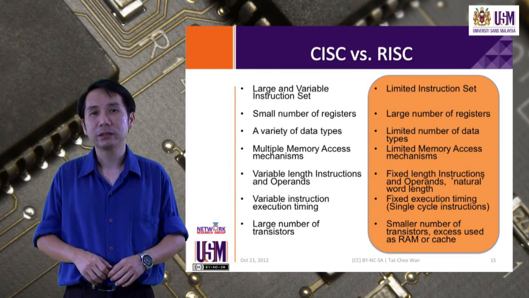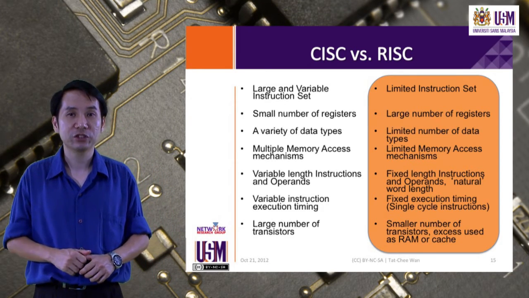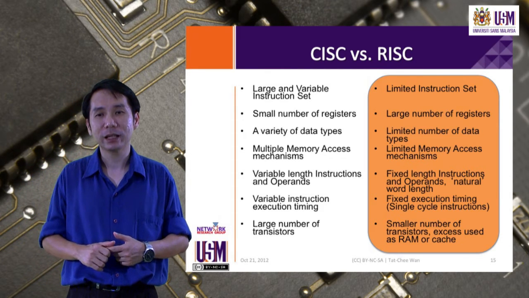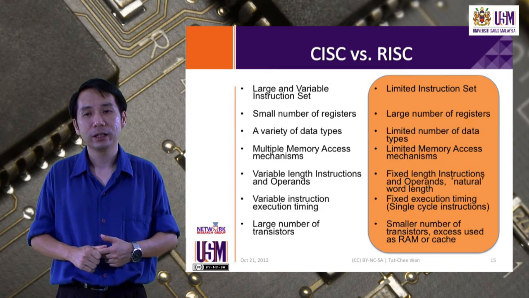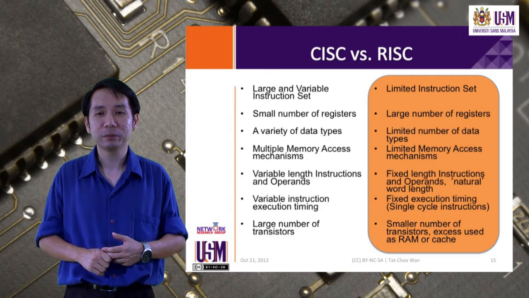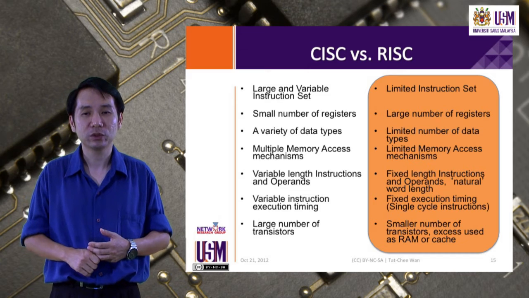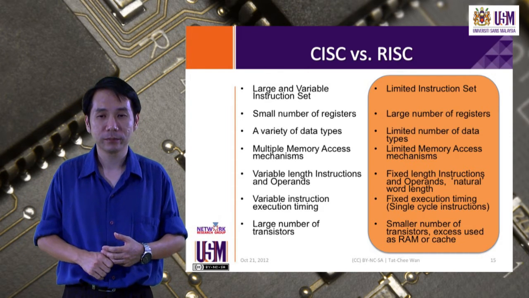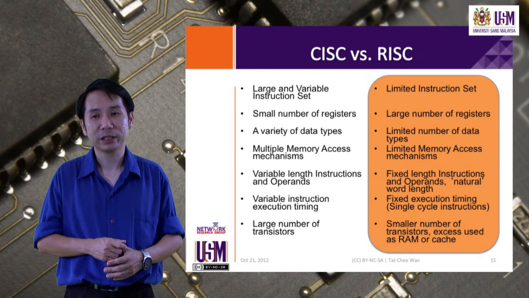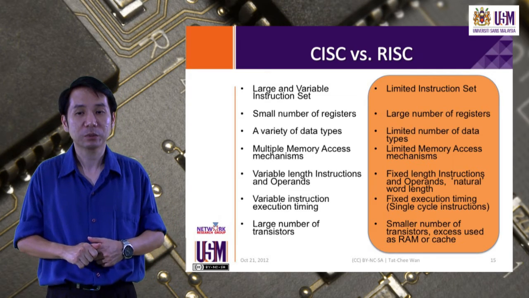In contrast, RISC or reduced instruction set computer architectures have limited instruction sets. To compensate for this, they have a large number of registers, and they have a limited number of data types to simplify the processing overheads, and they have limited memory access mechanisms compared to CISC processors. Fortunately, they have fixed length instructions and operands, and typically are based on the natural word length of the processor.